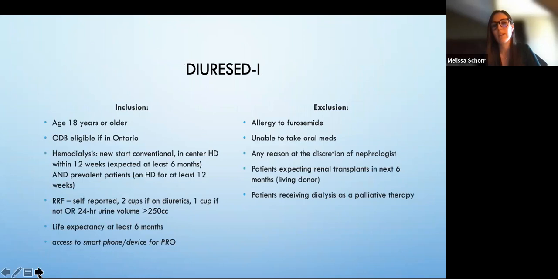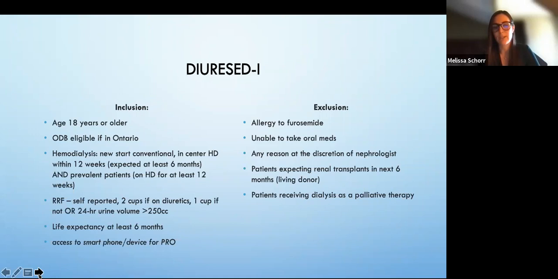For both our pilot trial and our trial proper, these will be the inclusion and exclusion criteria. So we're focusing on adult patients age 18 years or older. In Ontario, we'd like them to be Ontario drug benefit eligible. And this is really to facilitate monitoring adherence to Lasix to some degree. Hemodialysis patients will be included only if they're on conventional in-center hemodialysis. We'll include both new start and prevalent patients. New start meaning within the first 12 weeks of being on therapy, and prevalent being at least 12 weeks on therapy.